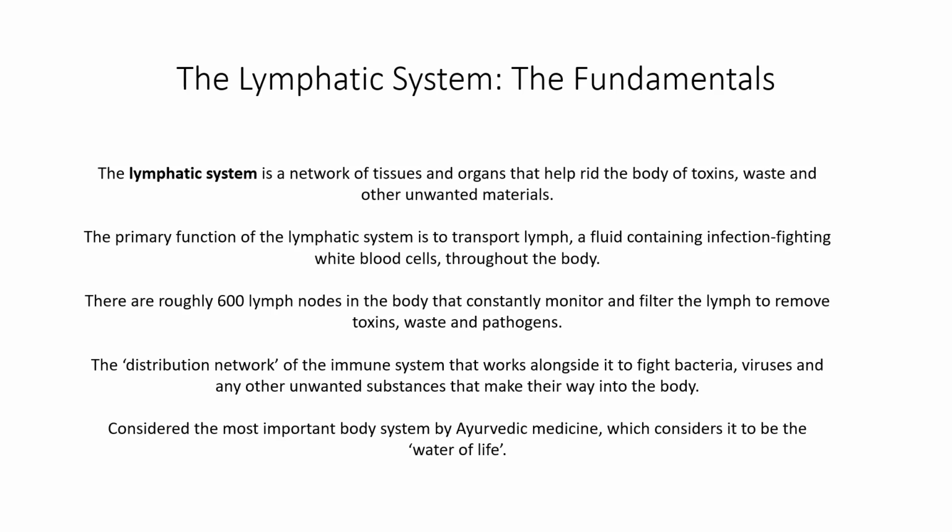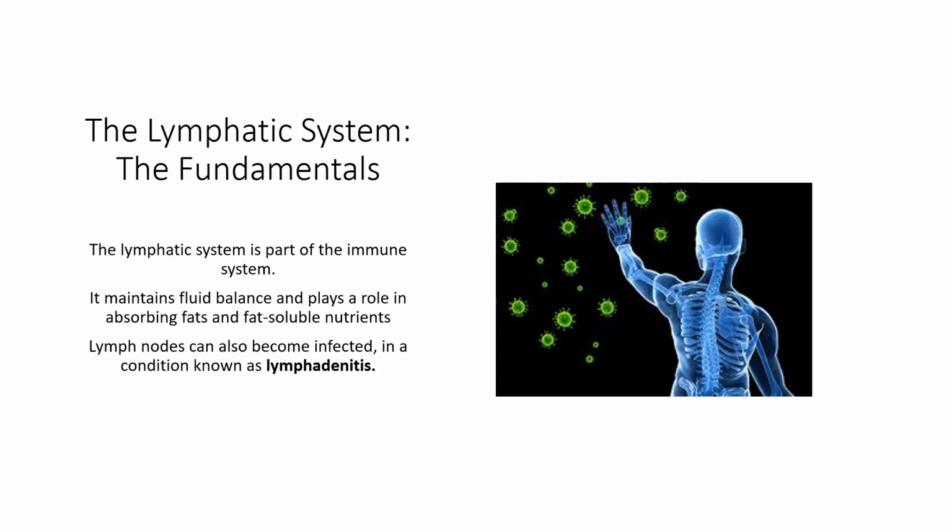The distribution network of the immune system works alongside, or to fight, the bacteria, viruses, and any unwanted substance that makes its way into the body. And the lymphatic system is considered the most important body system by Ayurvedic medicine, which considers it to be the water of life. It's part of the immune system. It maintains fluid balance and plays a role in absorbing fats and fat-soluble nutrients.